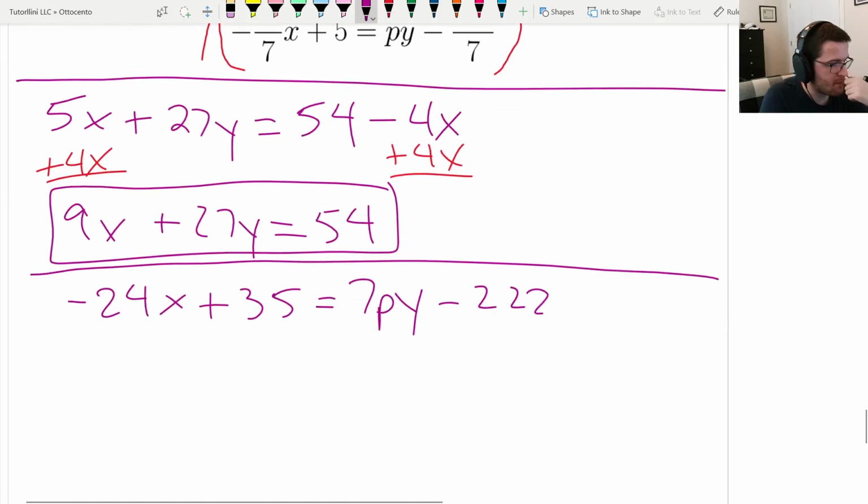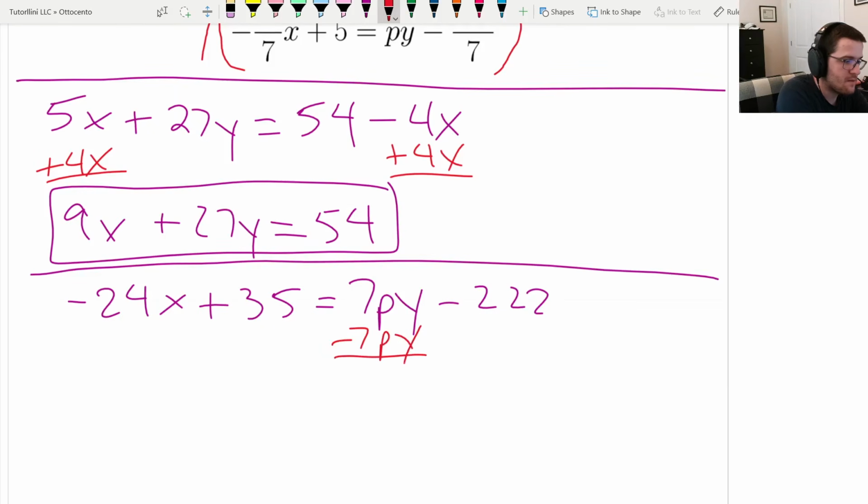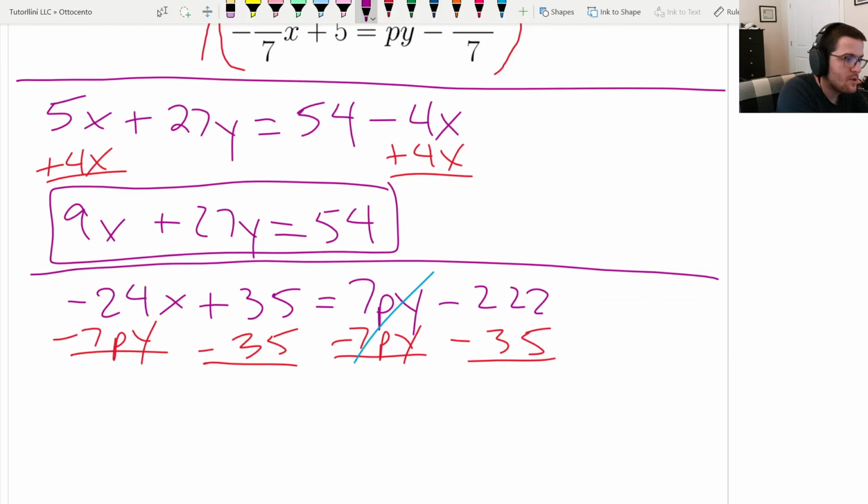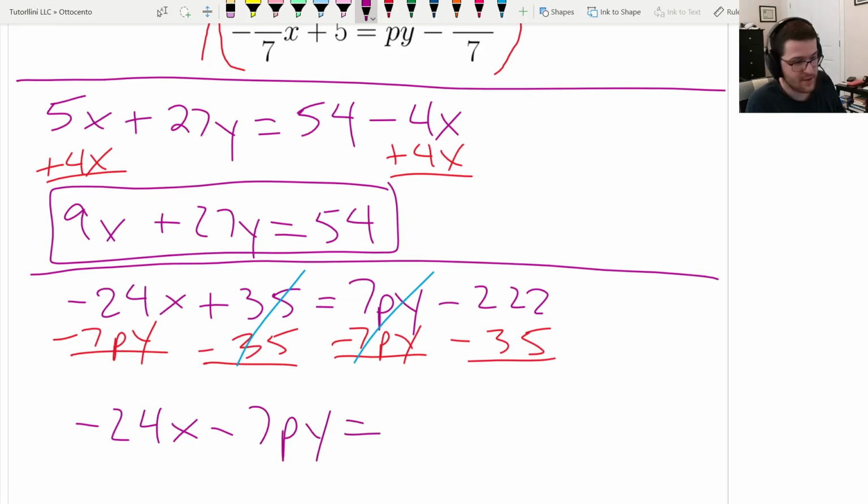And we need to move the 7py, and we need to move the 35. So we're going to subtract 7py from both sides. Cross that guy out. And we're going to subtract 35 from both sides. So we should get negative 24. Oh, cross this guy out. So we should get negative 24x minus 7py equals, I don't know what negative 222 minus 35 is. Negative 257, I think. So that's our second equation.